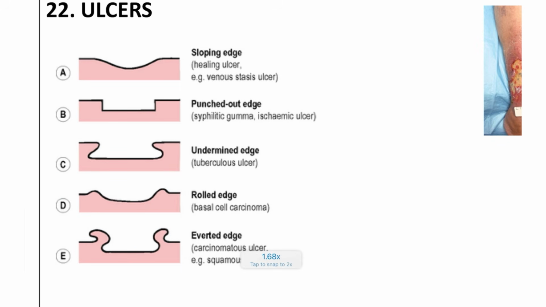Next, we have the different types of ulcers. A sloping edge will be seen in healing ulcers. Punched out is seen in syphilis and ischemia. Undermined is seen in tuberculosis. Rolled out is seen in basal cell carcinoma. Everted is seen in squamous cell carcinoma. These are the different types of ulcers and their associations.